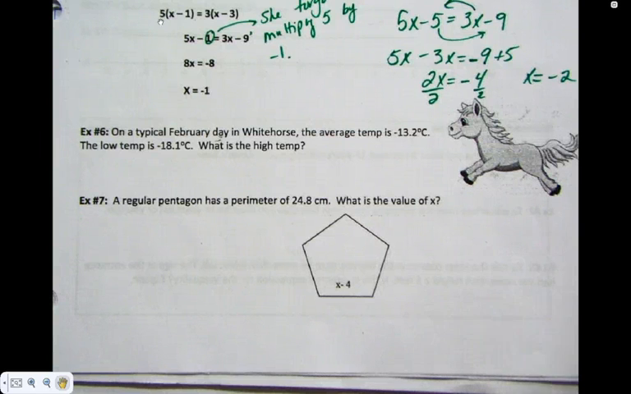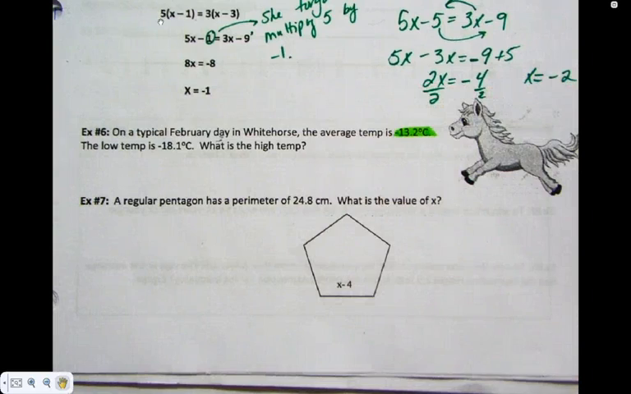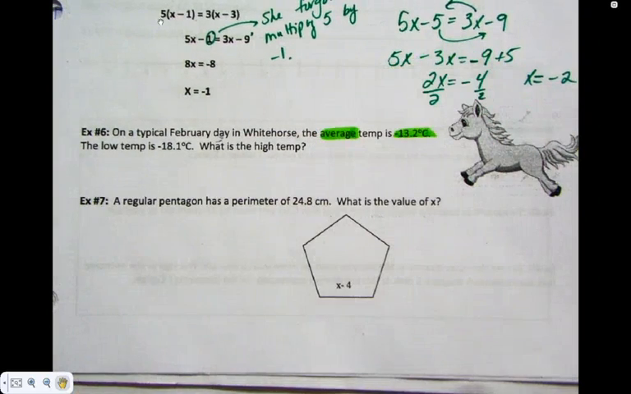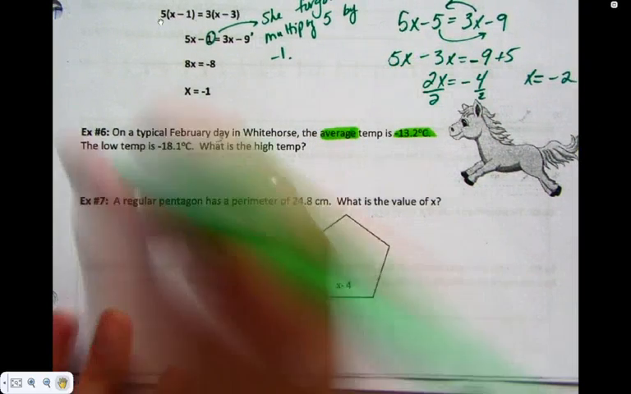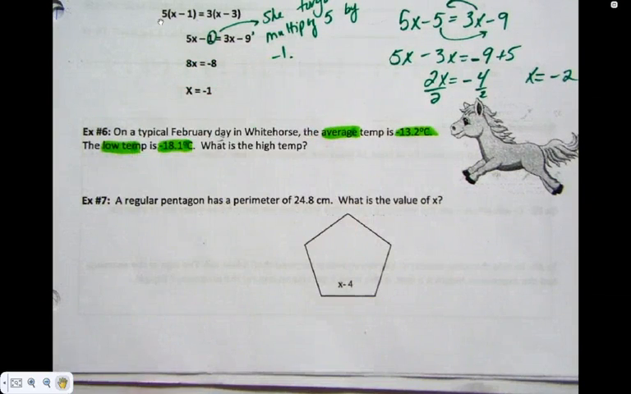What do we care about? That is minus 13.2. And we need a word. We need the word average. Low temperature is negative 18. What is the high temperature?